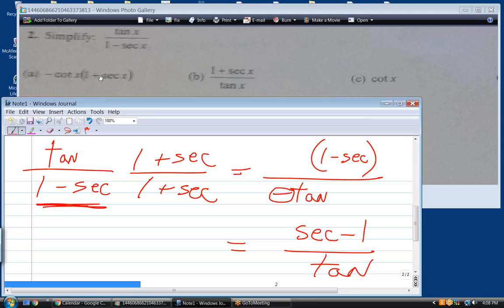Well, let's see. What is this answer? That is 1 plus secant all over negative tangent. Still isn't the exact answer that I got.